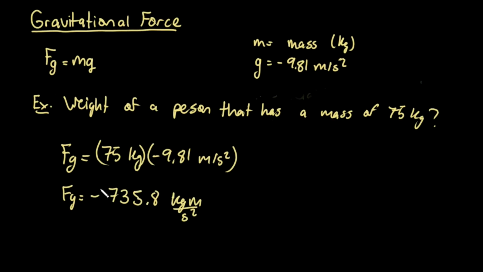Notice how this force is negative, and that's because the force is basically pulling us down towards the ground, so it's a downwards force. But also notice that this unit actually turns into a Newton. This is what a Newton means. A Newton is 1 kilogram times 1 meter divided by time squared. So for this case, you don't have to write the kilogram times meter over a second squared. You can just write it as a Newton.